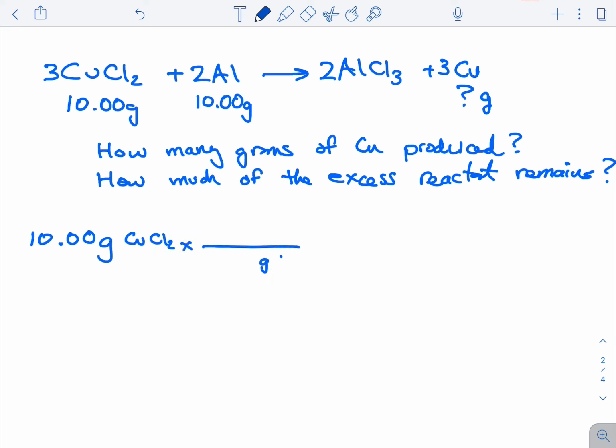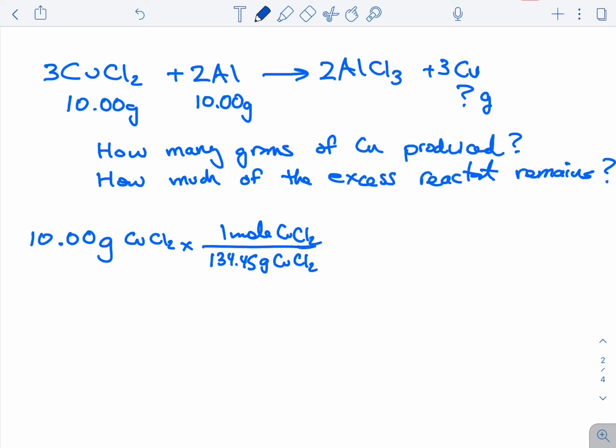And the first thing we're going to do is go from grams of copper chloride to moles of copper chloride. So we need to calculate the molar mass for copper chloride. Copper is 63.55 and chlorine is 35.45 times 2. So we've got 134.45 grams of copper chloride per 1 mole of copper chloride.